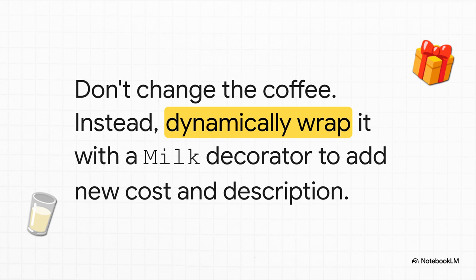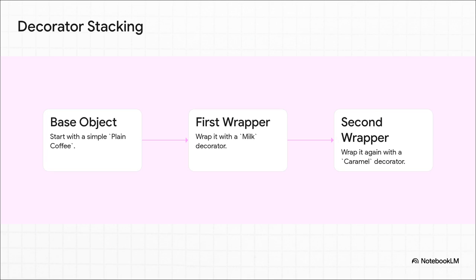You literally wrap it in a milk decorator. This wrapper adds the cost of milk and adds milk to the description, all on top of the original coffee. And the best part? The original coffee object has no clue it's even been decorated. And if they want caramel too, you guessed it, you just wrap it again, this time with a caramel decorator. You can just keep stacking these things, kind of like Russian nesting dolls, to build up any combination you want, right when the order is placed.